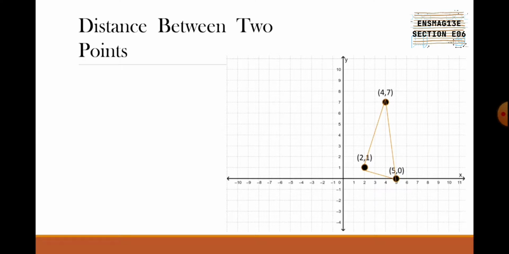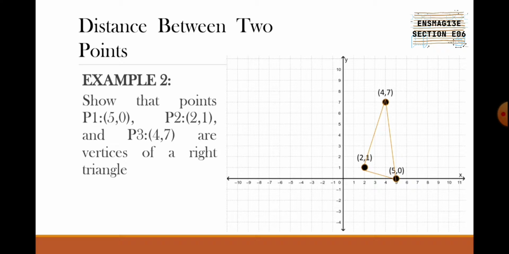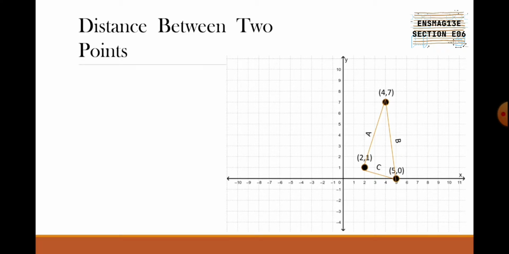Our next example: show that the points P1 with coordinates (5, 0), P2 with coordinates (2, 1), and P3 with coordinates (4, 7) are vertices of a right triangle. So, we label the sides of the triangle as A, B, and C. A is the distance between points P3 and P2. B is the distance between the points P3 and P1. C is the distance between points P1 and P2. So we will solve the distances or the length of each side.